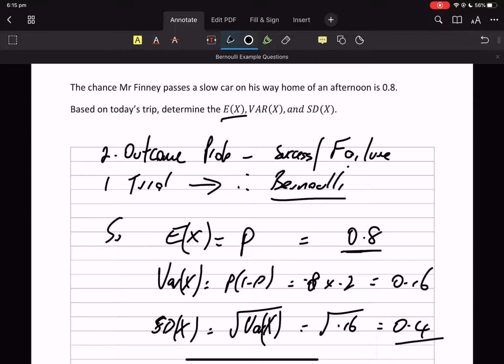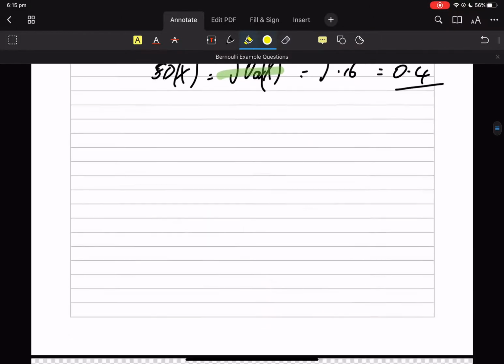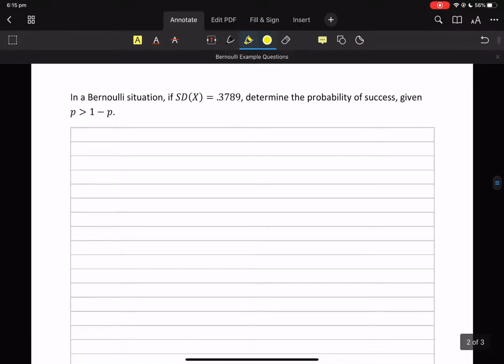These rules aren't necessarily in your formula sheet, but you know them. You just need to validate and justify using them by identifying them as a Bernoulli situation. Identify it, do it, easy. In a Bernoulli situation, it's a given, the standard deviation is that. Determine the probability of success. So we will not need to find P.